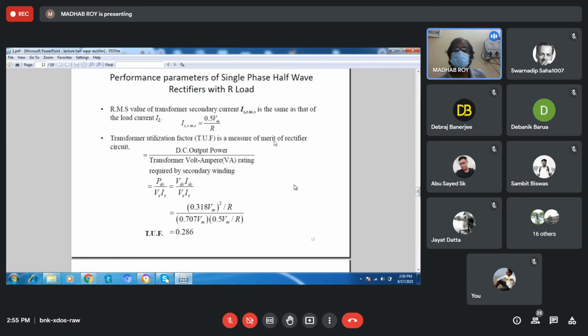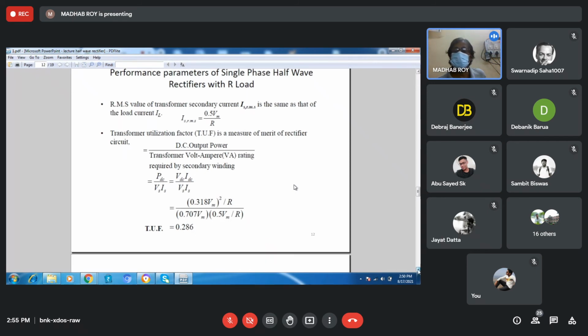Now the transformer utilization factor may measure the merits of the rectifier circuit. It is the DC output power by the transformer volt-ampere. This is called the utilization factor of the transformer, because whatever transformer we are using, we need to know how much it is utilized in respect of power, since it is a power processor. So we have to determine that also. The output is VDC times IDC, and the input is in terms of AC volt-ampere, that is secondary voltage times secondary current. The ratio comes to 0.286. That is also very poor.